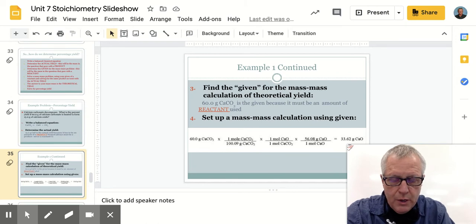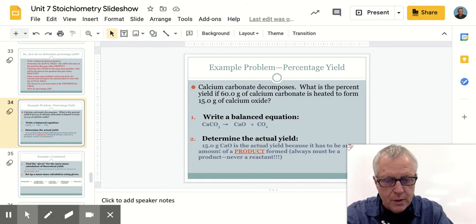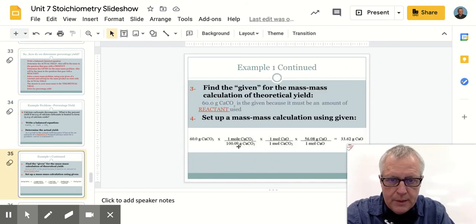So what we're going to do here is, if we backtrack to here, the actual yield is what's given in the problem. So let me point that out. This is what is formed in this particular reaction according to the problem, and so that becomes the actual yield. Now, to set it all up as a mass problem, we're going to solve for the theoretical yield. Okay, so let's see how we do that.